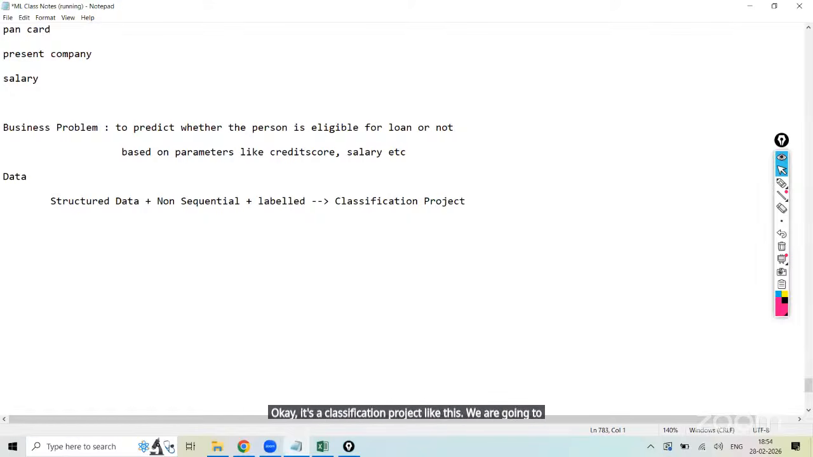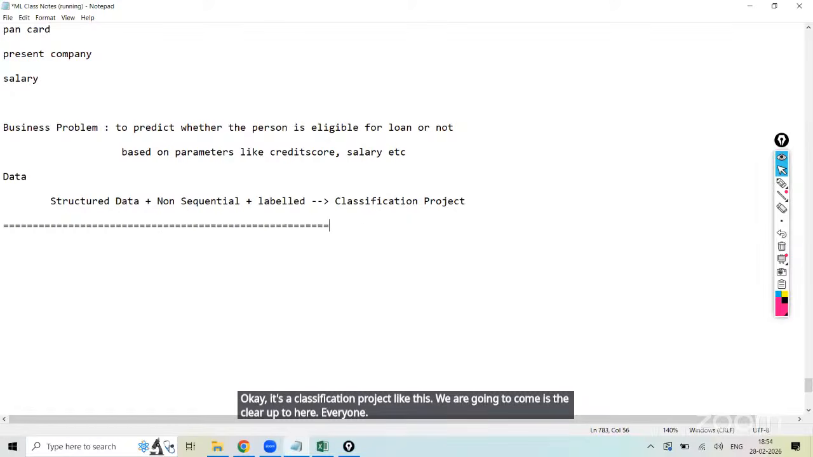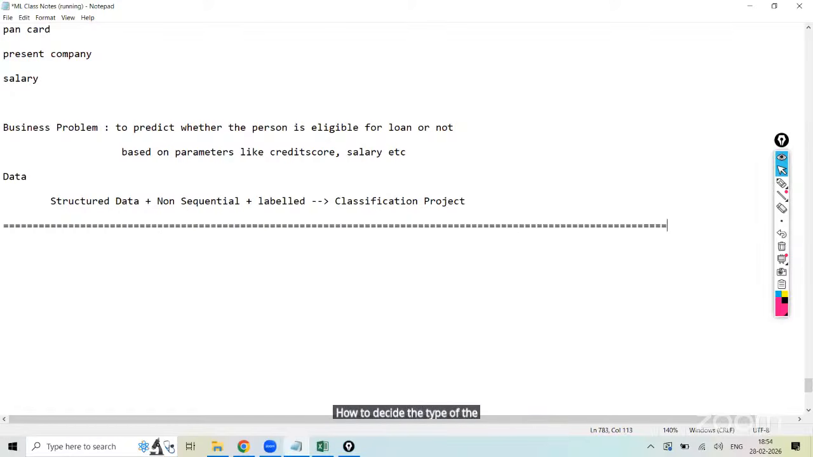Is that clear up to here, everyone? How to decide the type of the project in ML, in this way. Is everyone clear now? Online students, please confirm. Does anyone have a doubt?